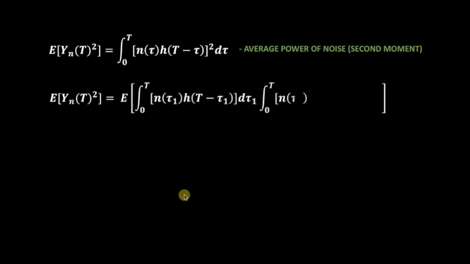So the second moment, we can rewrite as the expectation of n of tau multiplied to h of t minus tau, squared. If we're going to distribute this power here, we can rewrite it as the integral of n of tau 1 multiplied to h of t minus tau 1 d tau 1, multiplied to the integral of n of tau 2 times h of t minus tau 2 d tau 2. Since expectation is just a linear operator, we can rewrite this given term into the following.